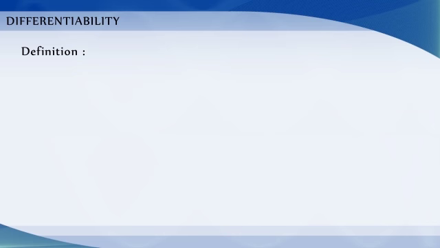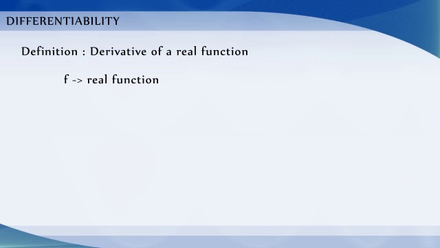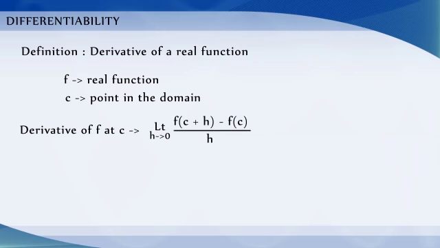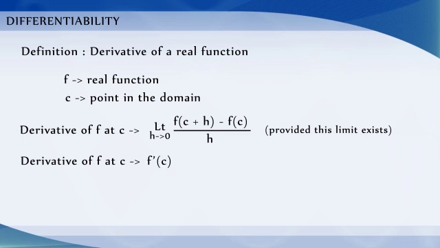Differentiability. Let us recall the definition of derivative of a real function. Suppose f is a real function and c is a point in its domain. The derivative of f at c is defined by limit h approaches 0, f of c plus h minus f of c divided by h, provided this limit exists. Derivative of f at c is denoted by f dash of c or d by dx of f of x at c.